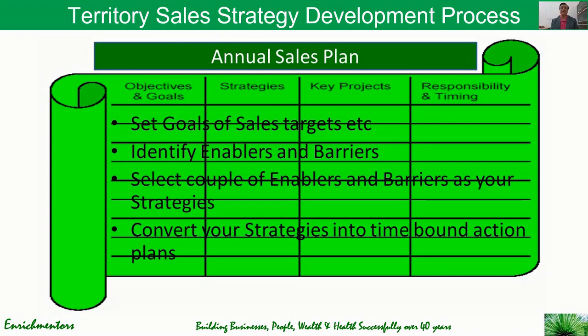And the final step in developing this annual sales plan or sales strategy is converting those strategies into time-bound action plans, because ultimately the proof of the pudding is in the eating, right? So any strategy that you set must have action plans that can help you achieve the goals that you have set for yourselves. So that's how the process is.